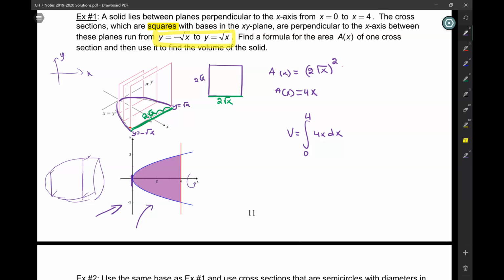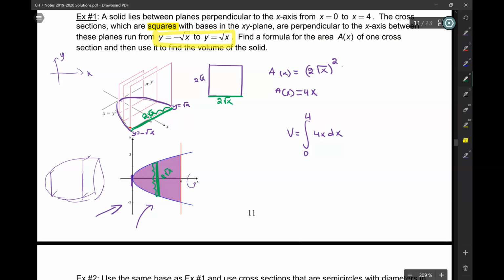Now, if there is a square coming out of this page here, then the green that I drew over there represents the side of one of the squares, which is a cross section of this solid. How much is that green side? Well, it's root x and another root x, 2 root x.